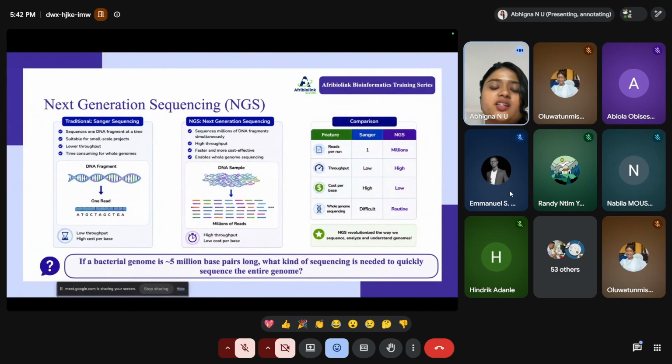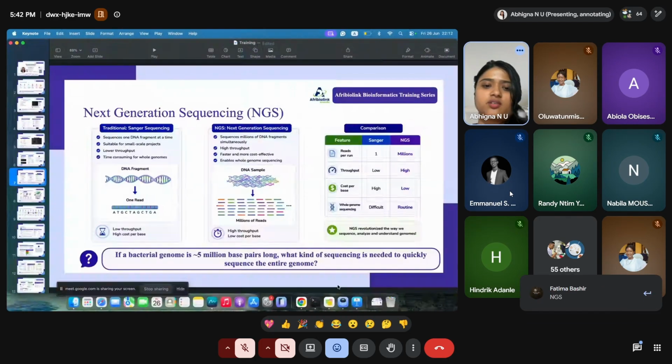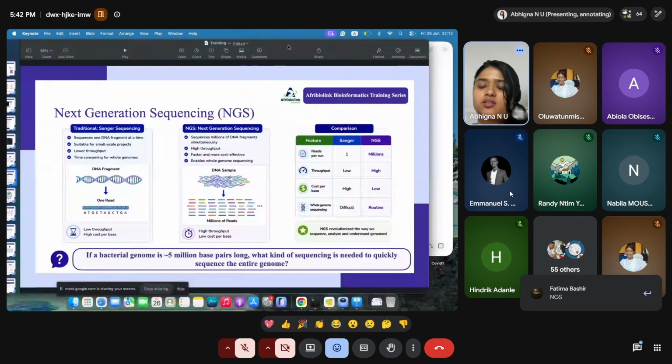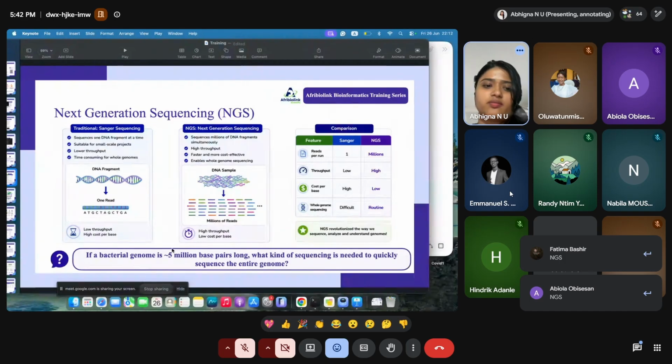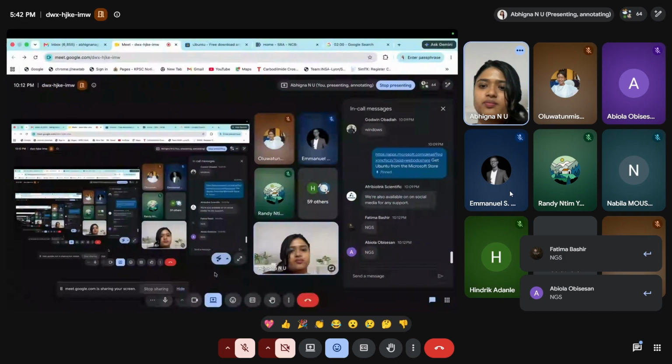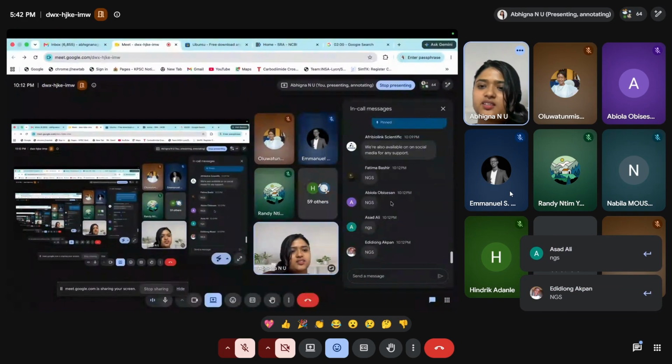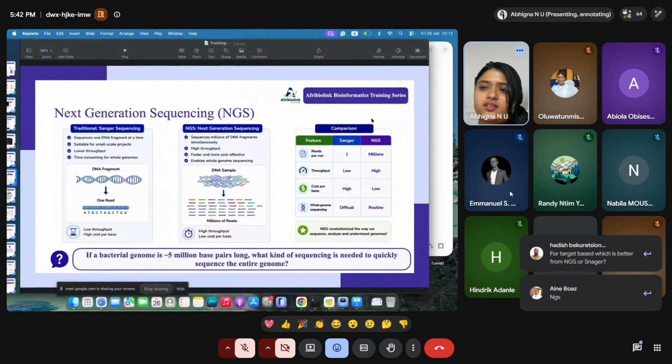So if a bacterial genome is 5 billion bases long, what kind of sequencing is needed to quickly sequence the entire genome? Audience, can you answer in the chat box? NGS, NGS. Yeah, many of you are right.